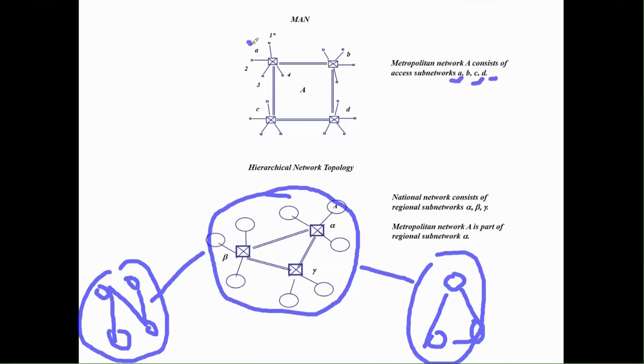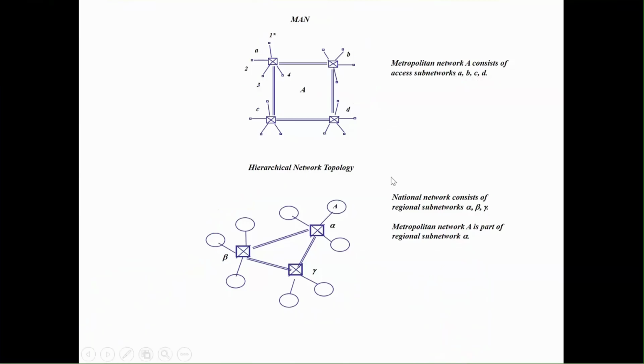So this is a metropolitan area network A consisting of subnets A, B, C, and D. We call these subnetworks A, B, C, and D. A, B, C, and D connected to each other form the big network A. Okay? And A could be part of another network. So we could expand, zooming in and out of these networks. And this is what we call topologies. I'll talk about it in a second. So this is a metropolitan area network.